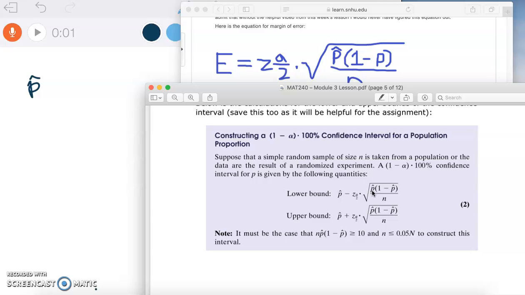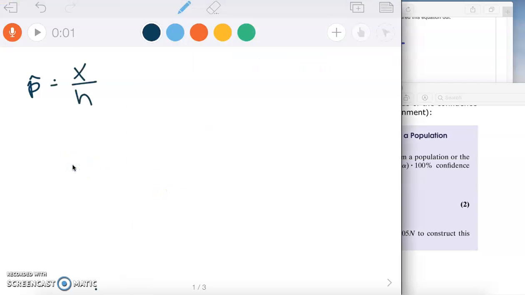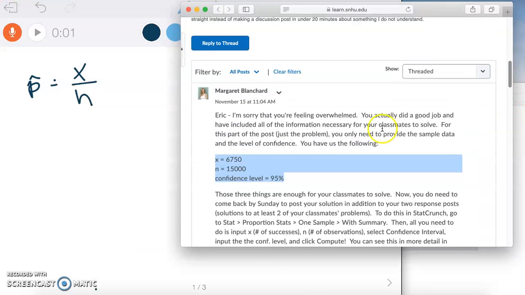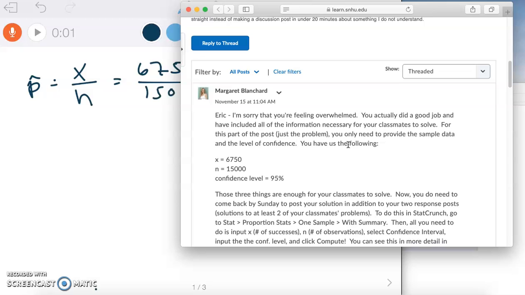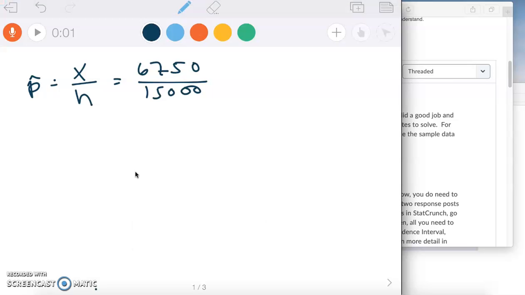We've got p hat equals x over n. And x is equal to 6750, so we have 6750 over 15,000. When we put that into the calculator, we get 0.45. So our p hat is 0.45.